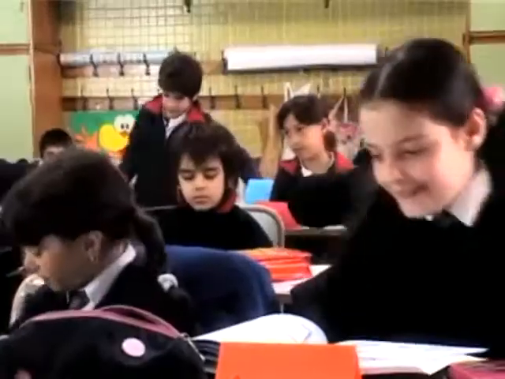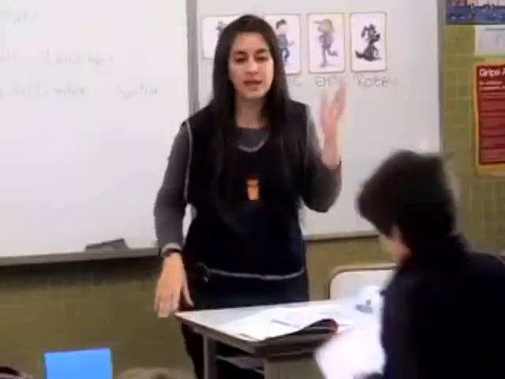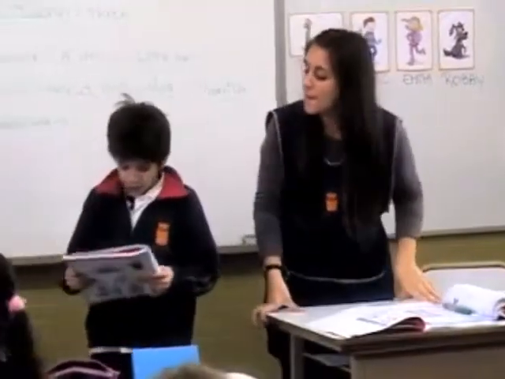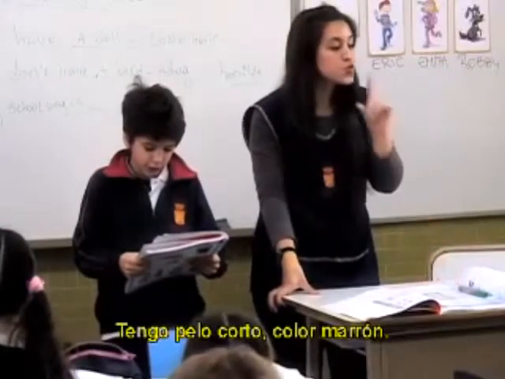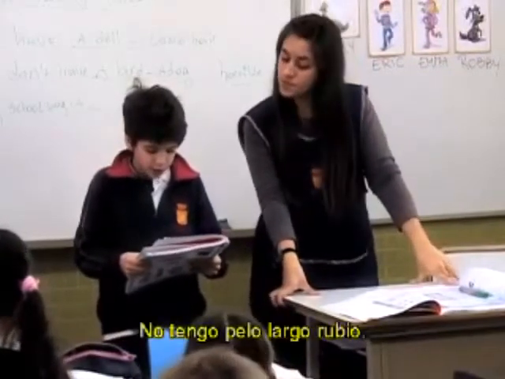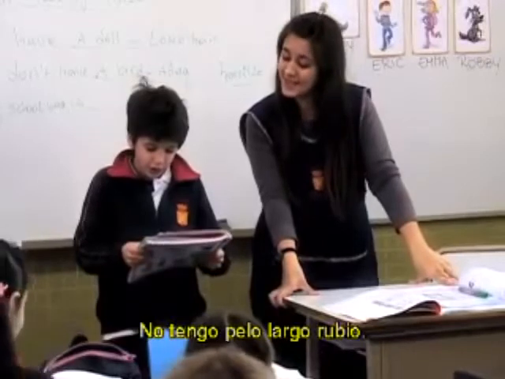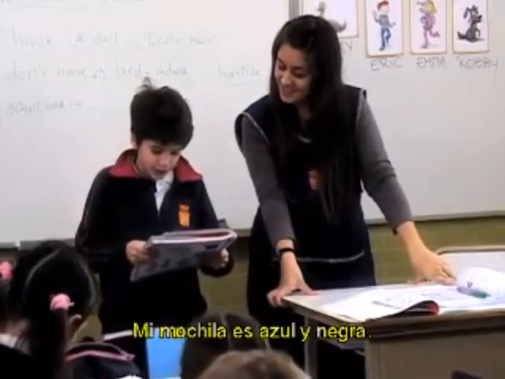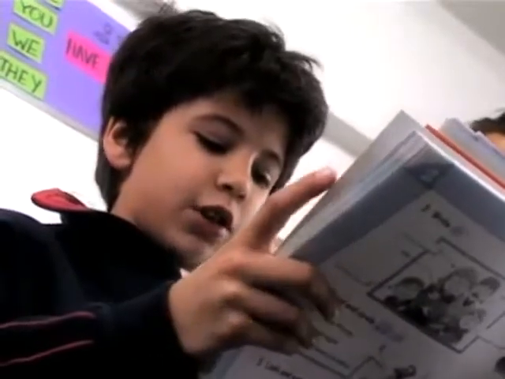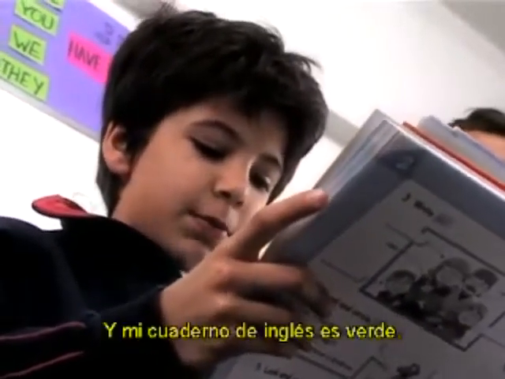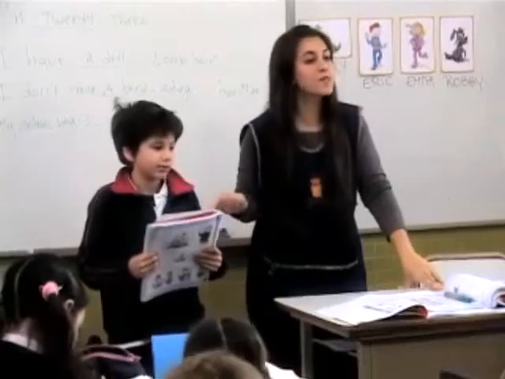Tommy. Fuerte, así te escuchan todos, dale. I'm Thomas. I'm 8 years old. I have short brown hair. I don't have long yellow hair. My school bag is blue and black. My pencil case is blue and red. And my English copybook is green. Fantastic. ¿Se merece un aplauso?